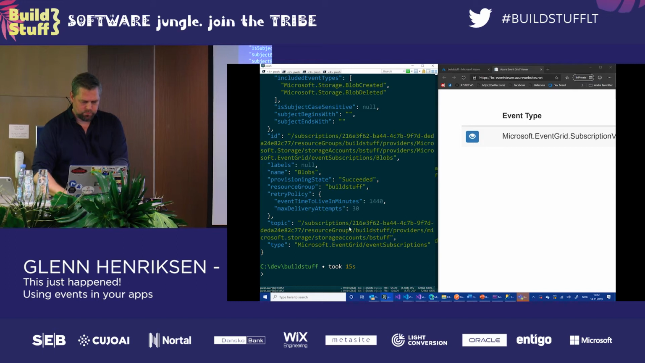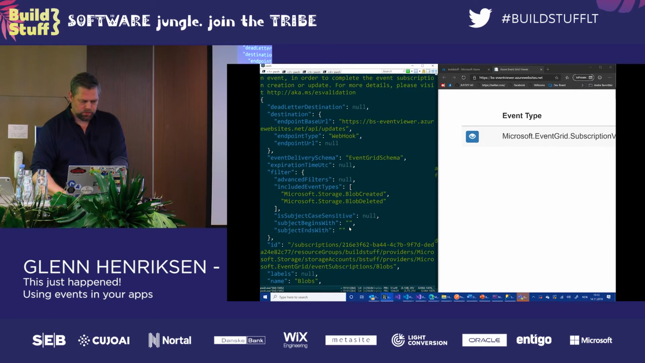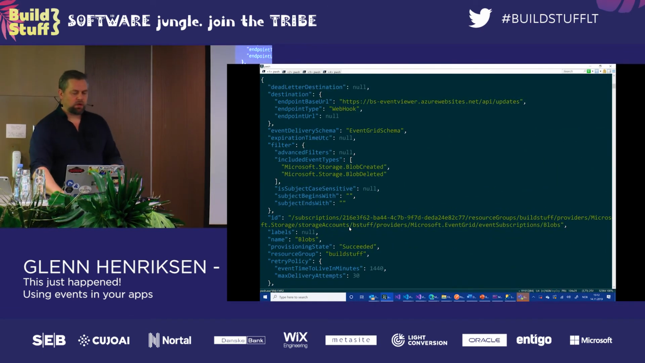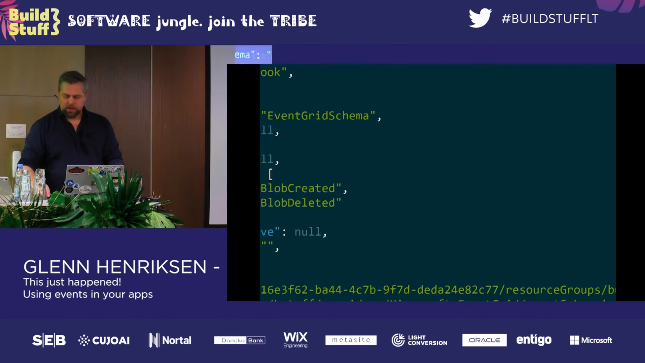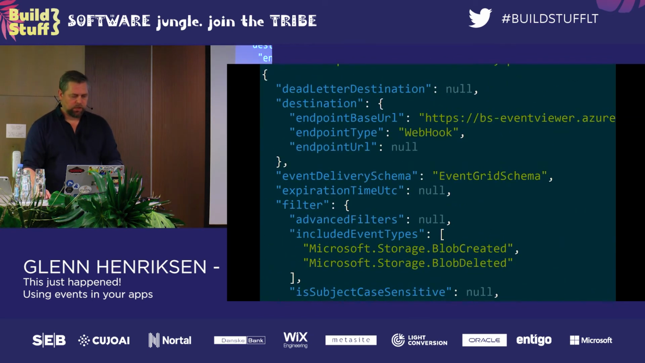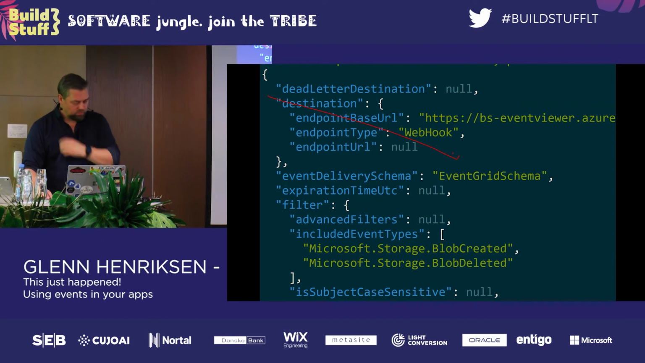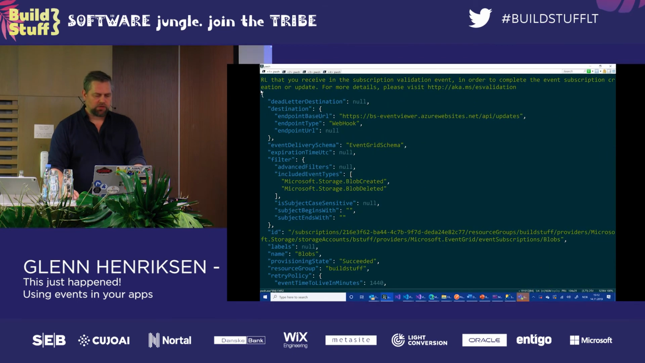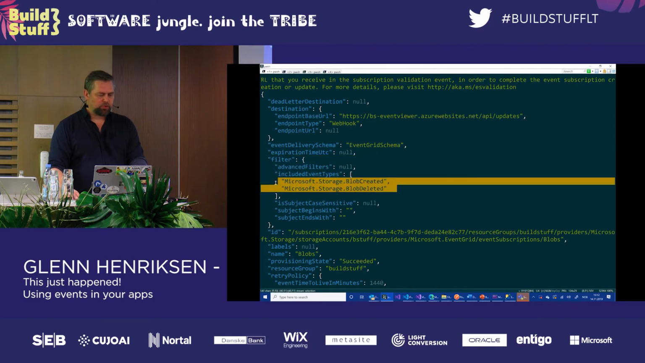Let's see. What I got back from my command was a bunch of data, including the destination, the destination of where these things go. It's the endpoint, the BS Event Viewer, Azure Websites.NET API Updates. That's the address of my event service. And it says include these event types, blob created and blob deleted. Those are the types.